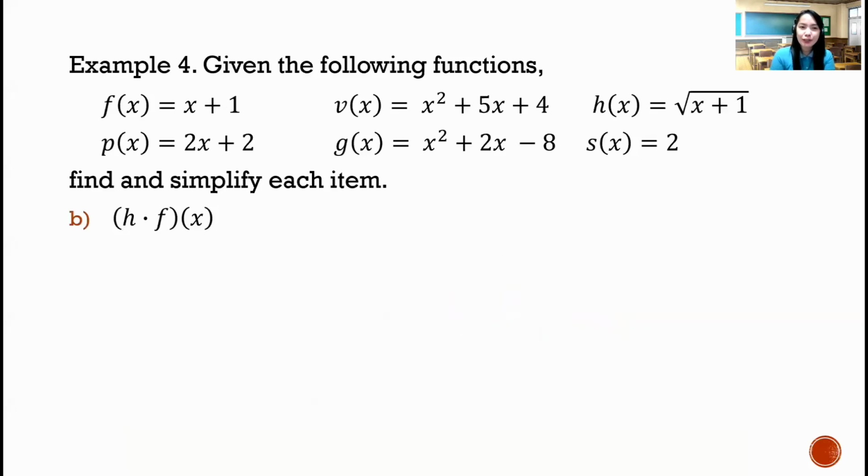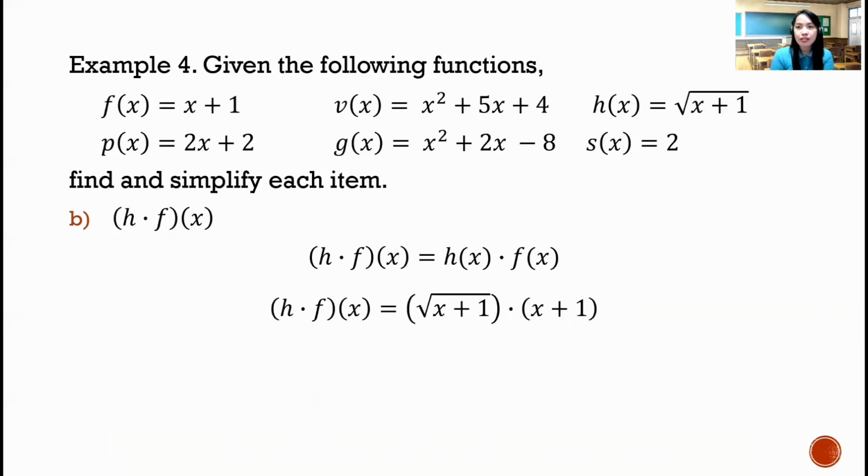Next, letter B. In letter B, again, we have multiplication since we have this sign. From the definition, that is equal to h of x times f of x. So we're going to take note of the value for h of x and then f of x, which is x plus 1. And then, here, we're going to substitute. Ang unang function ay h of x, sunod ay f of x.